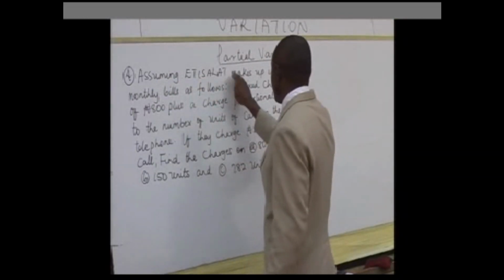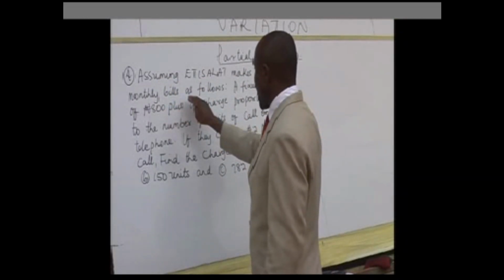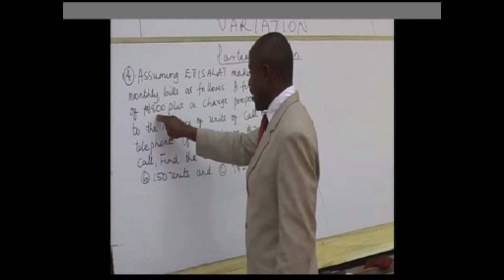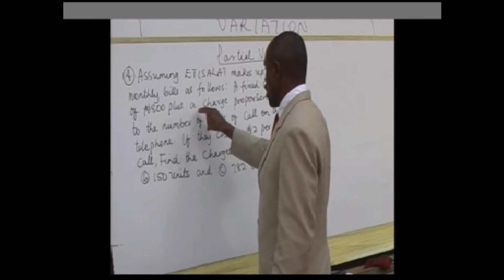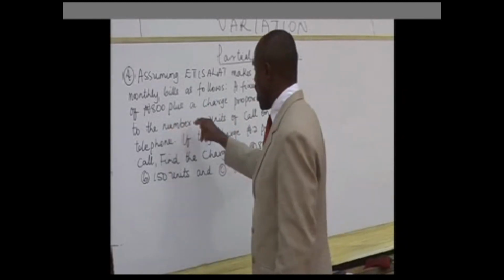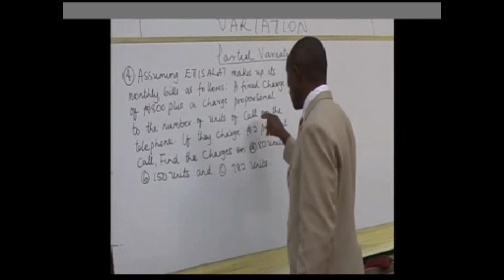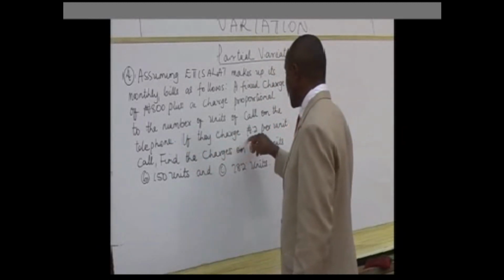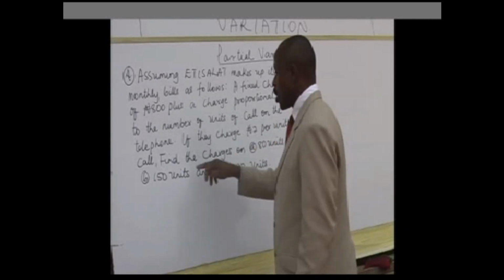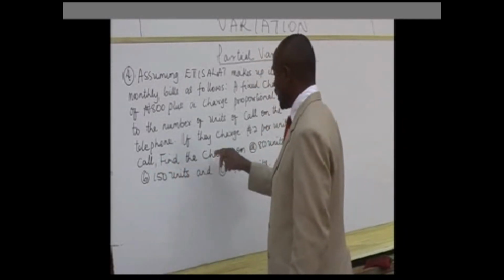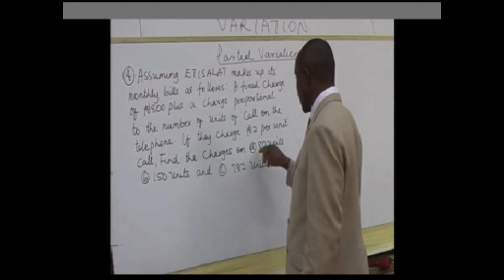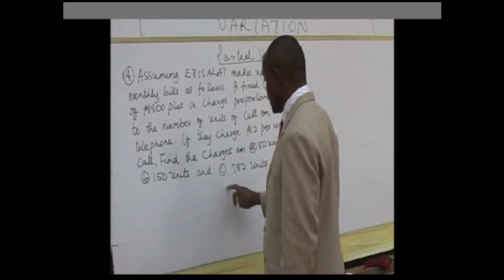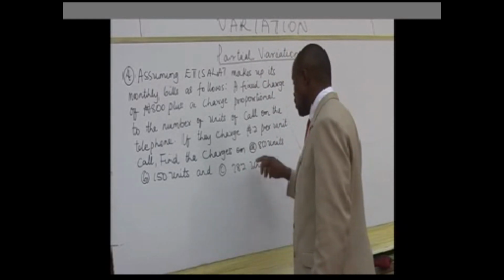Assuming Etisalat makes up its monthly bills as follows: a fixed charge of 800 naira plus a charge proportional to the number of units of call on the telephone. Then, if they charge 2 naira per unit call, find the charges on A, 80 units, B, 150 units, and C, 782 units.